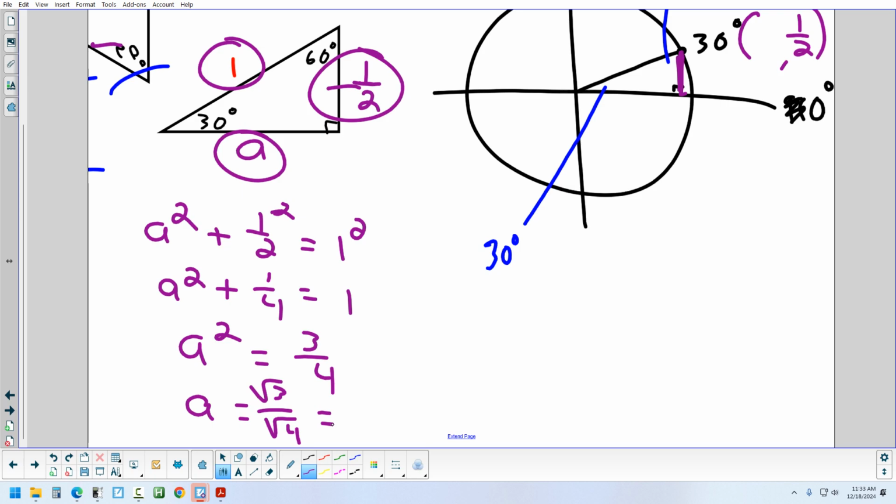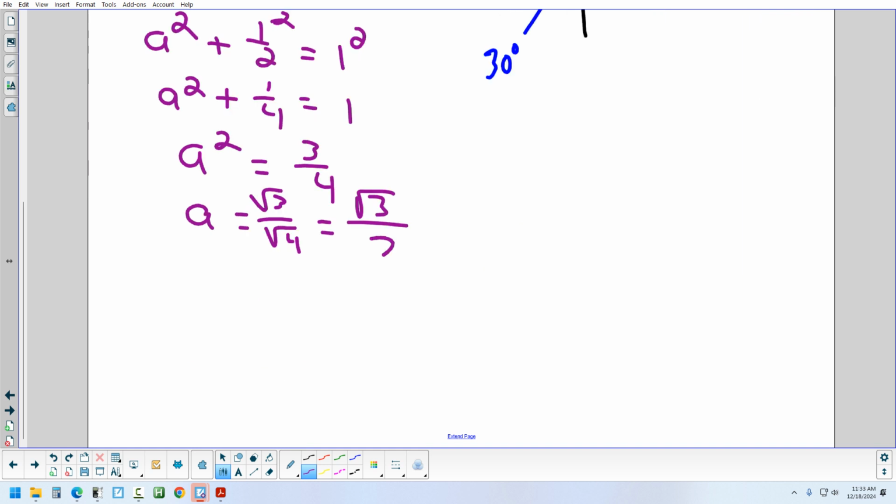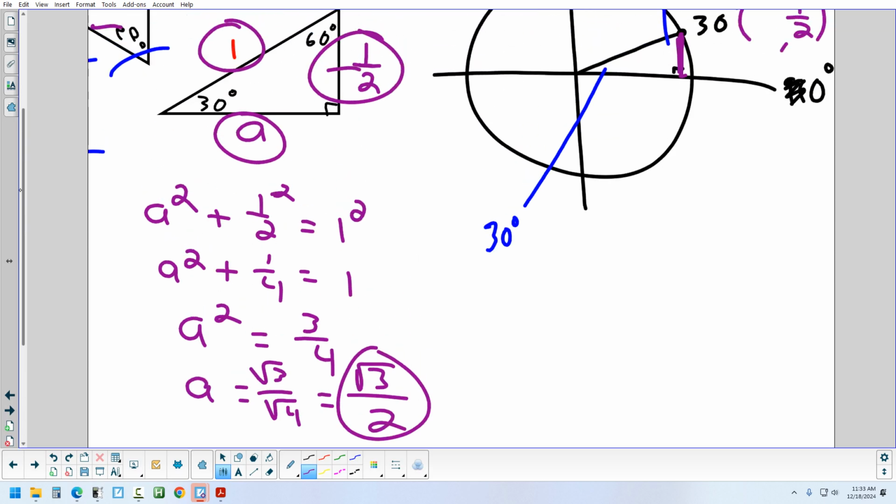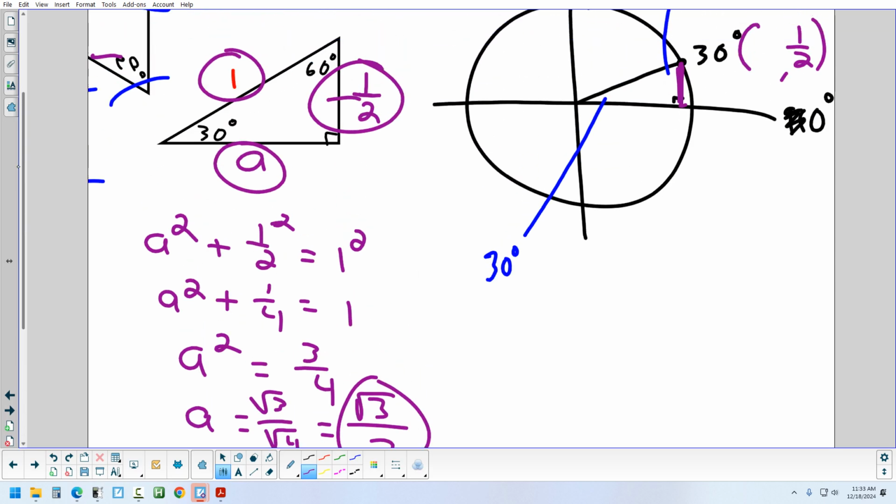Can we simplify the square root of 3? No. Can we simplify the square root of 4? Yeah. What is that? 2. There we go. So the length of the bottom side is square root 3 over 2.